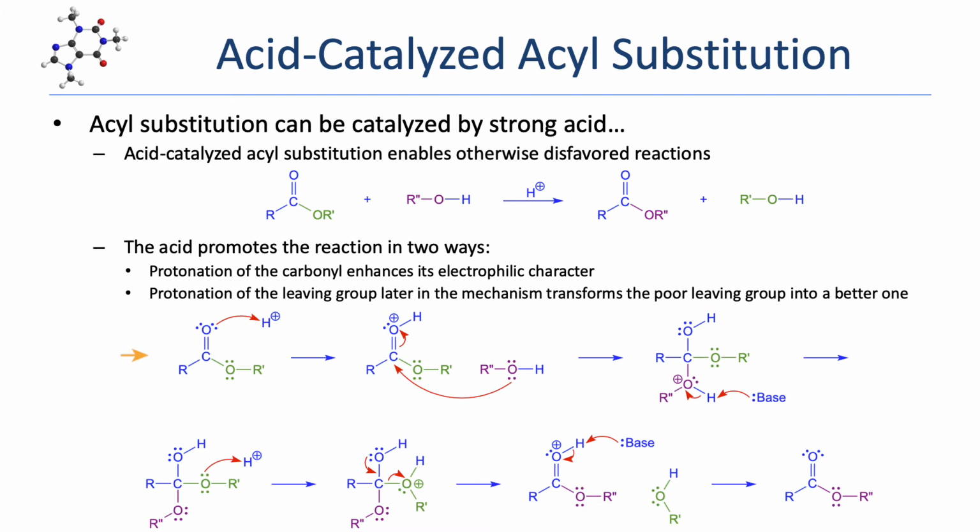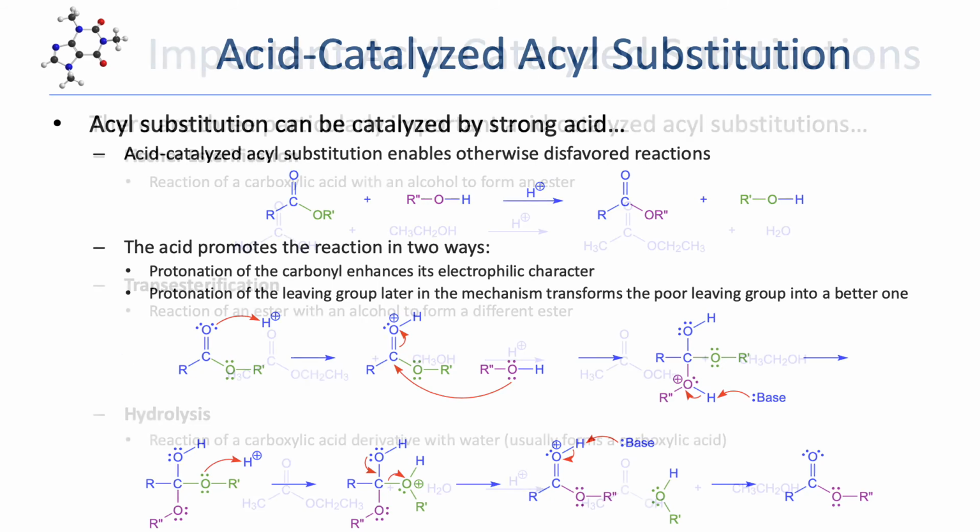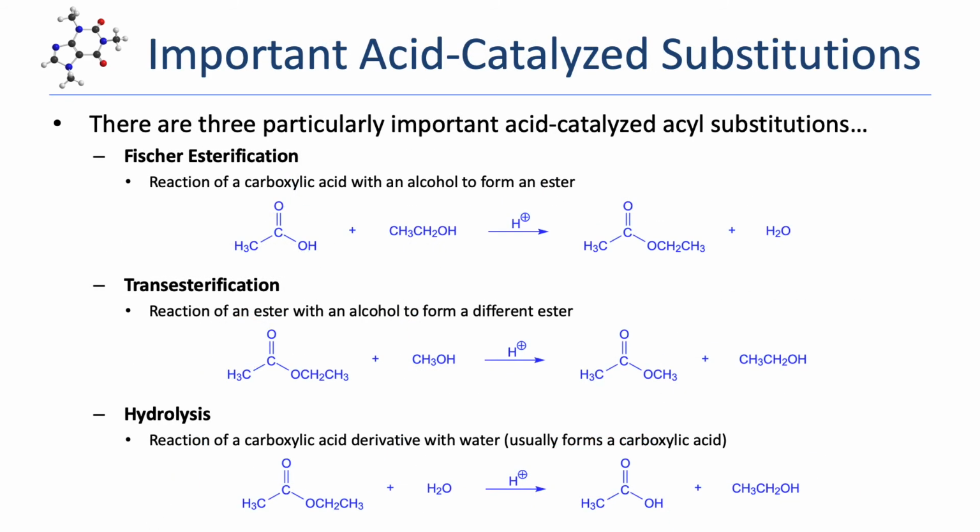Next, we do something. In the fifth step, the protonated leaving group is displaced, assisted by a lone pair on an adjacent atom. All that remains is to deprotonate. In the sixth and final step, a weak base removes a proton from the carbonyl to give the final product. We'll conclude by taking a look at three of the most common and important acid-catalyzed acyl substitutions.